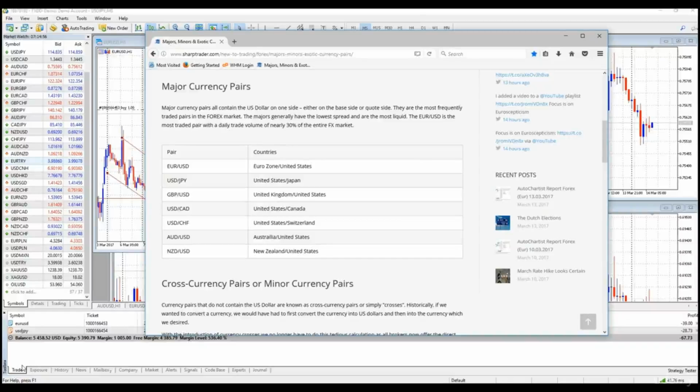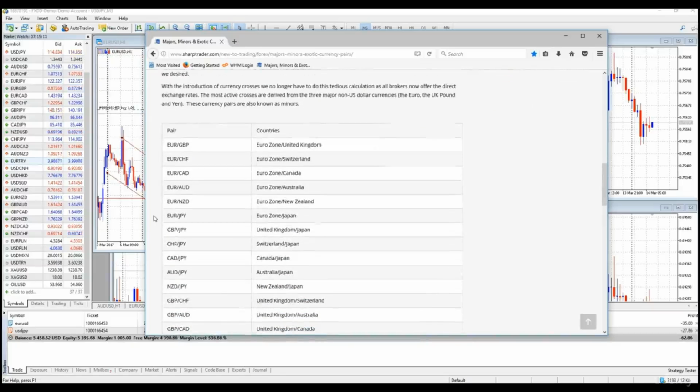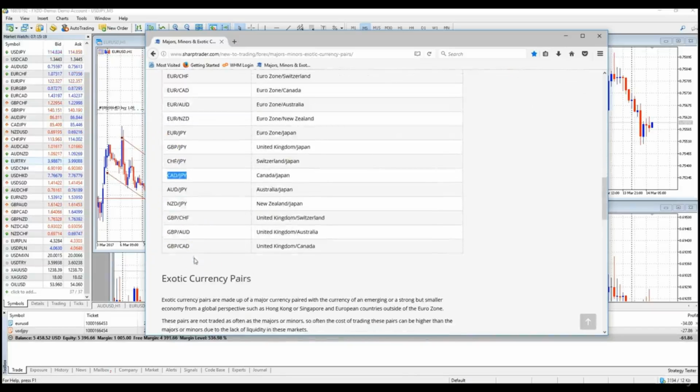In this lecture, I'll explain the difference between trading the majors, minors, and exotics. Now, the majors are all made up of the US dollar on either the base side or on the quote side. Okay, so these are all of the major pairs. Minors do not contain the US dollar. Okay, so it's anything from euro pound to CAD yen.